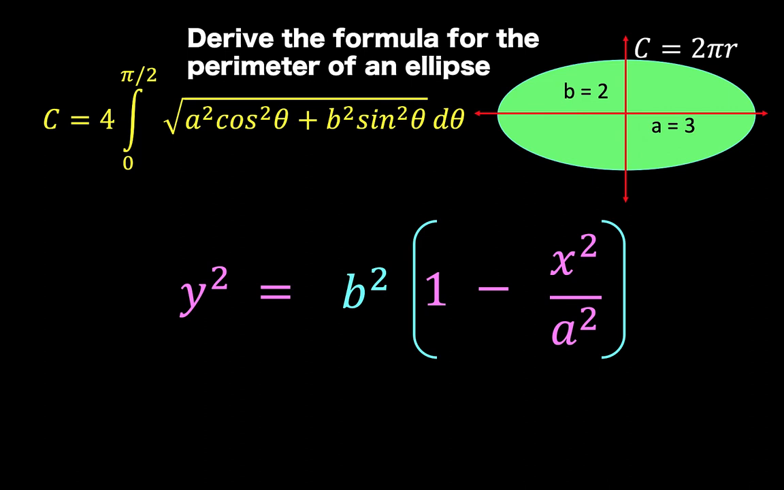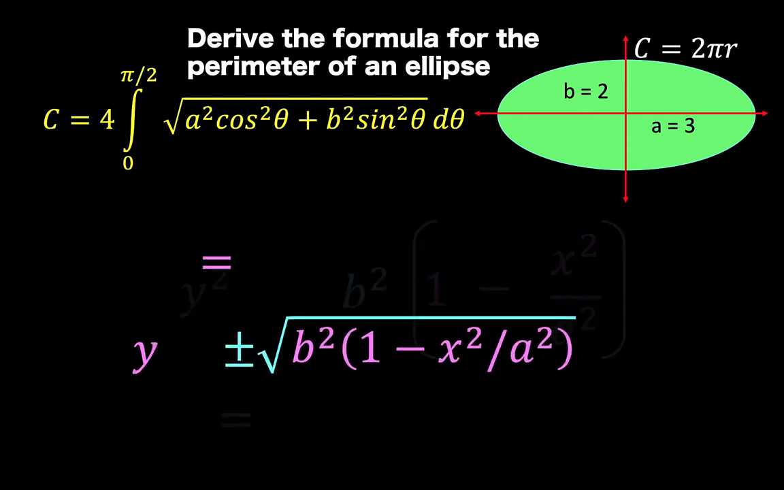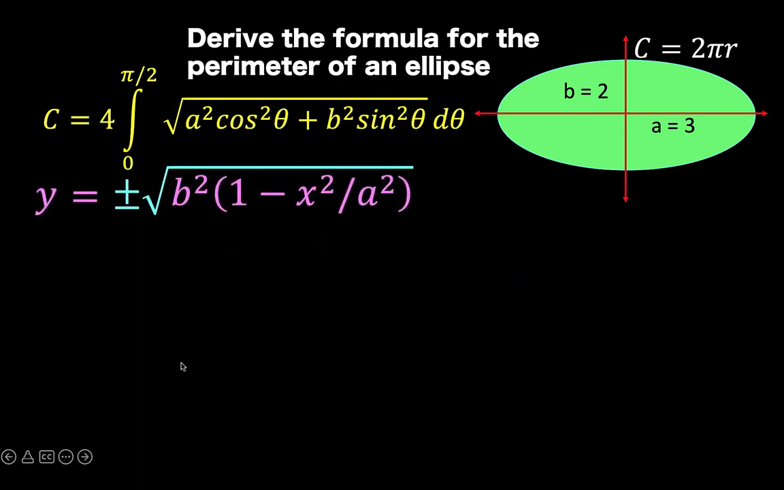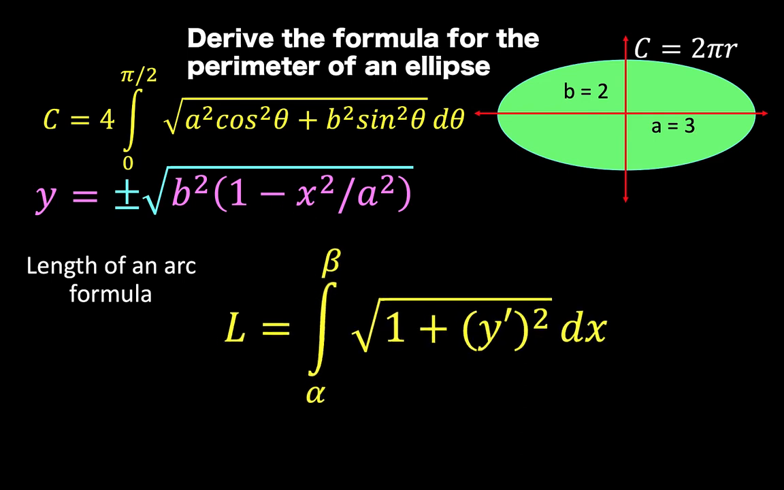Then let's take the square root of both sides to arrive at y equals plus or minus the square root of b squared times the quantity 1 minus x squared over a squared. Let's put this aside and we are going to use this later on. Next, let's remember the formula for the length of an arc given by the formula L is equal to the definite integral from alpha to beta of the square root of 1 plus the derivative of y squared dx. So in here, we need to find y prime, or the derivative of this y. And we know that y is equal to this value. So let's put this to the side also.